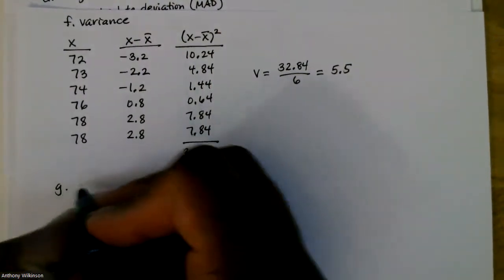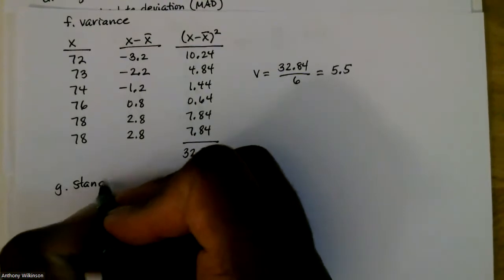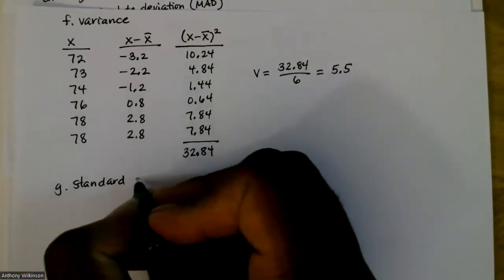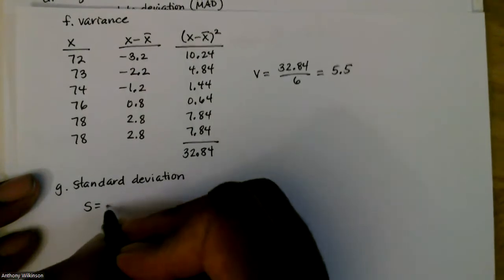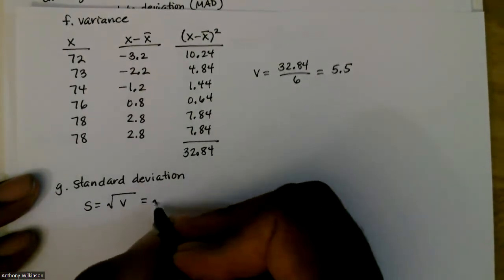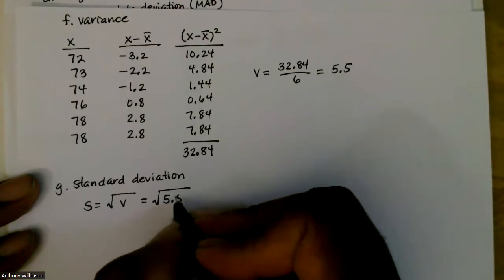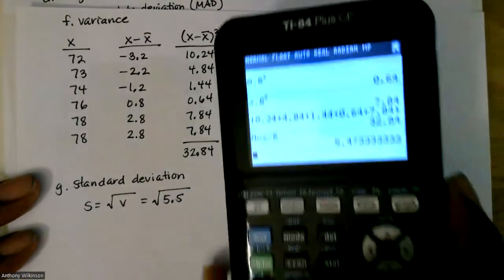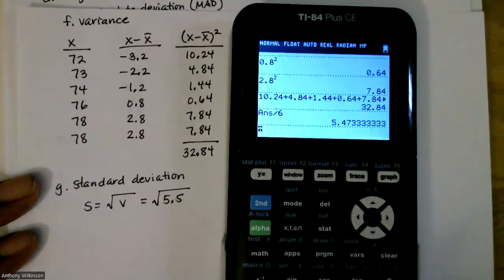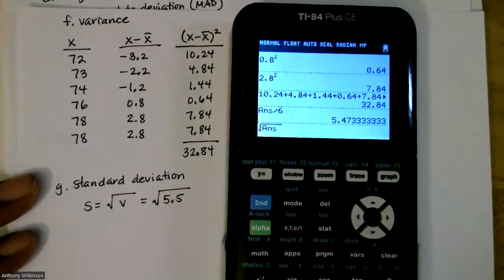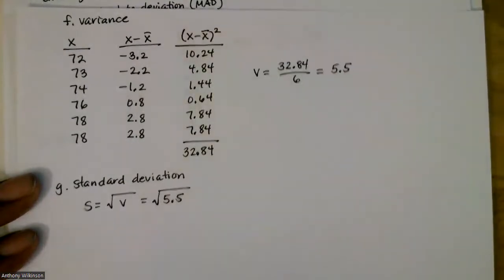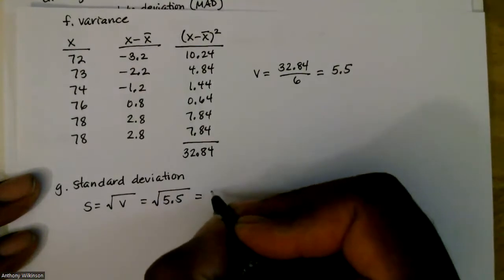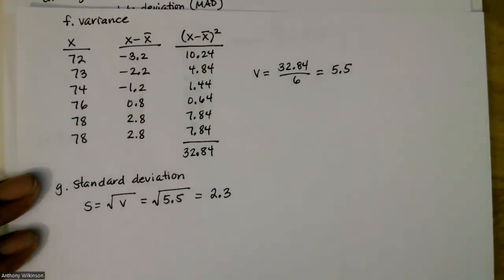Okay. And finally, the standard deviation. The standard deviation is the square root of the variance. And the variance was 5.5. So if I take the square root of 5.5, I would get approximately 2.3, rounded to 1 decimal place. So the standard deviation there would be 2.3.